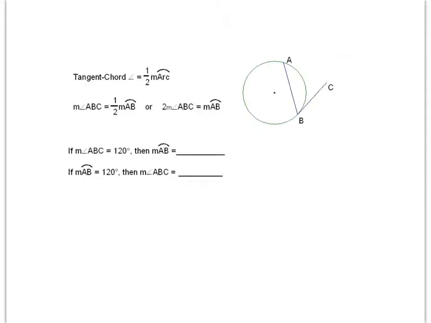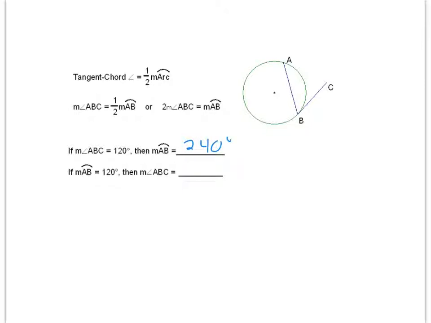So as we're looking at this one right here, this is a tangent chord angle. Here's my chord. Here's my tangent. Notice my vertex is on the edge of the circle. So this angle is equal to half of this arc. Or if you prefer, the arc is equal to twice the measure of the angle. If the measure of angle ABC is 120, not drawn to scale, this arc would then be twice that, which is 240.